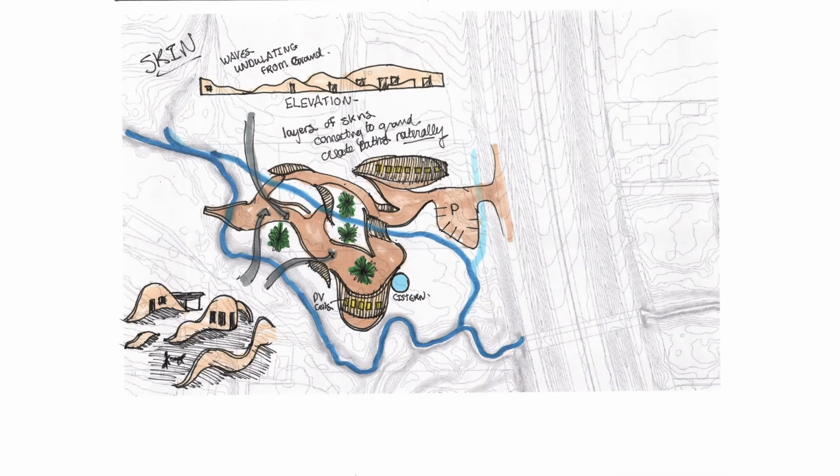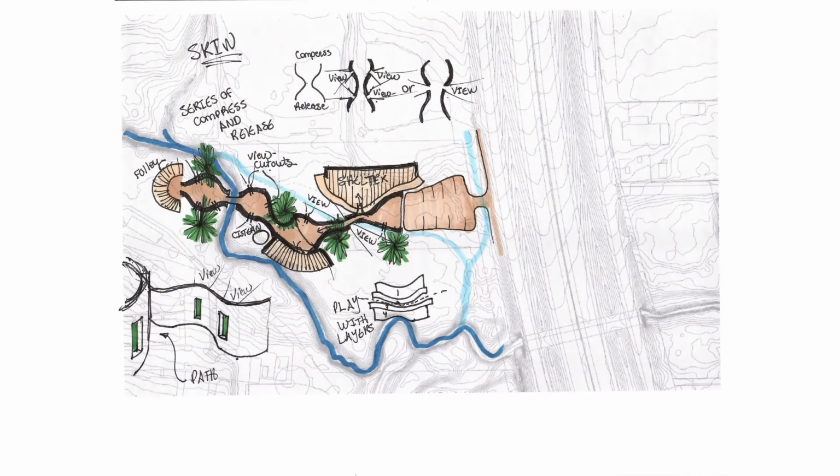Lastly, using skin as my inspiration, this design exploits the idea of layering different structures to guide visitors through the site. These layers appear to undulate from the earth, providing a sense of connection with the ground. Continuing to explore, I designed a series of outdoor courtyards that provide a sense of compression and release. Again, small cutouts in the surrounding walls are situated along the path to provide framed views.